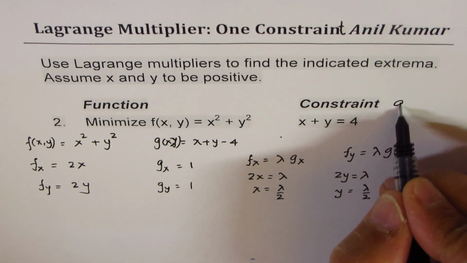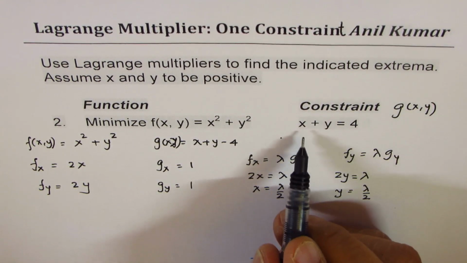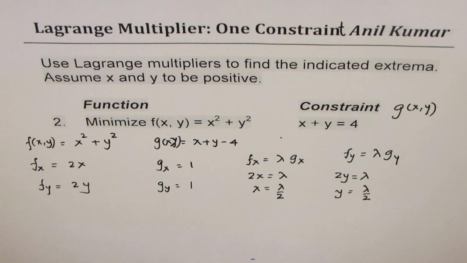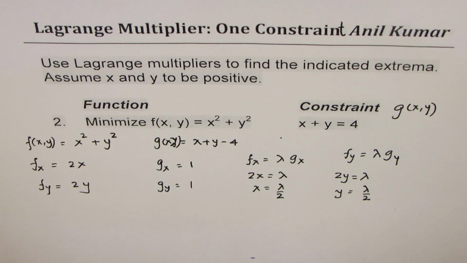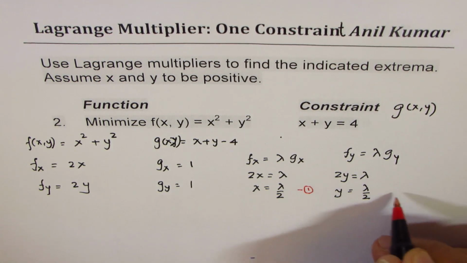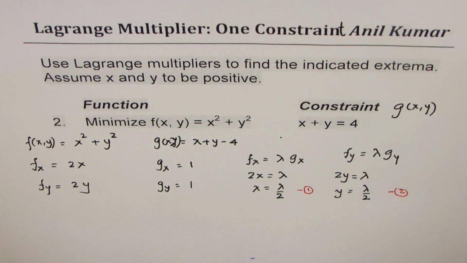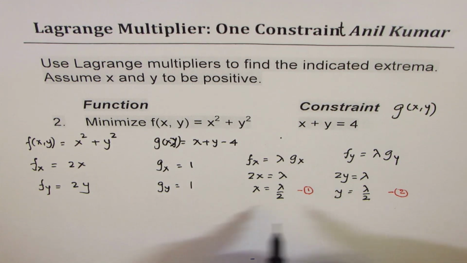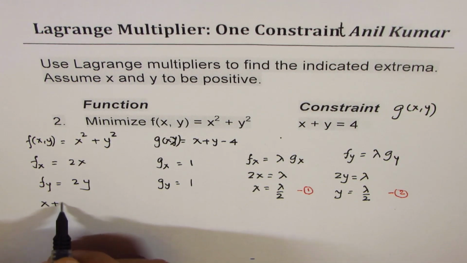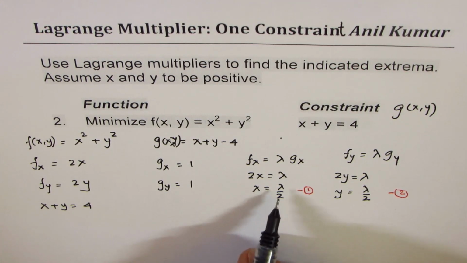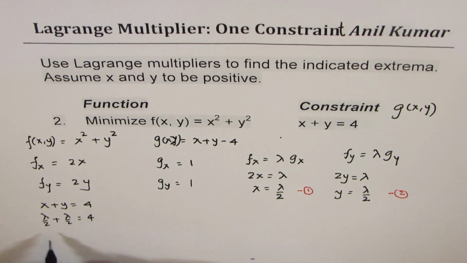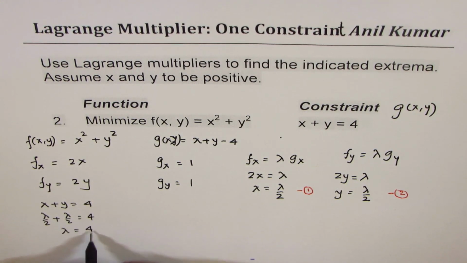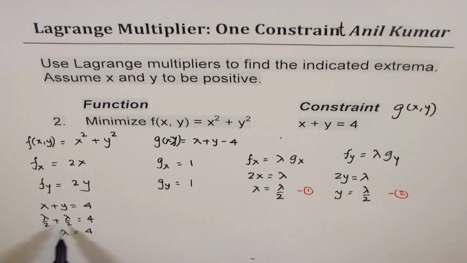Now the constraint, which is g of xy, is given to us as x plus y equals 4. Now in this, we'll substitute the values of x and y, which we just found, correct? Which are these 2 values, right? And then we'll find what the multiplier is. So x plus y equals 4 means we could write lambda by 2 plus lambda by 2 equals 4, or that is lambda equals 4, right? So half of half, that means 2 over 2. So lambda equals 4.